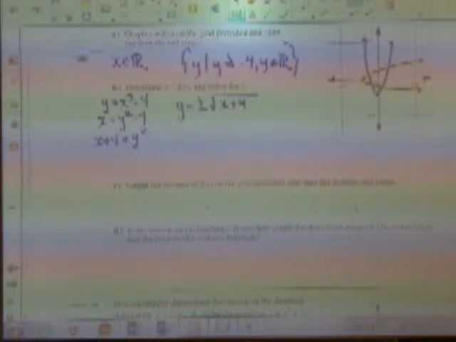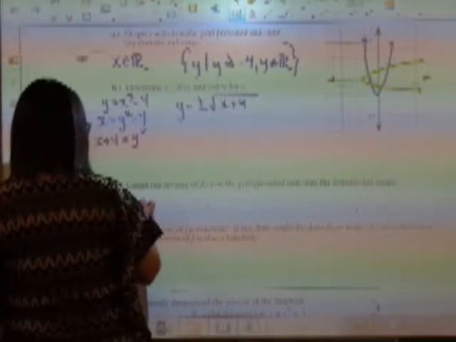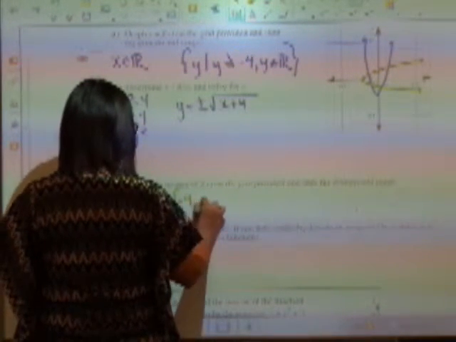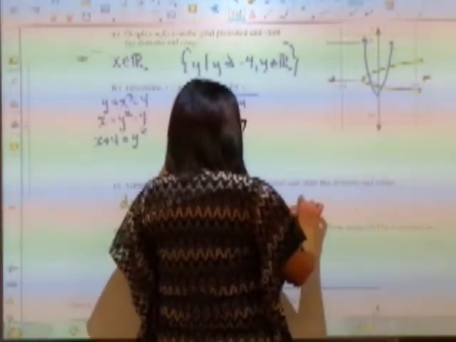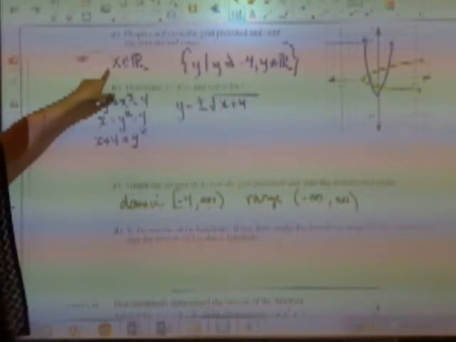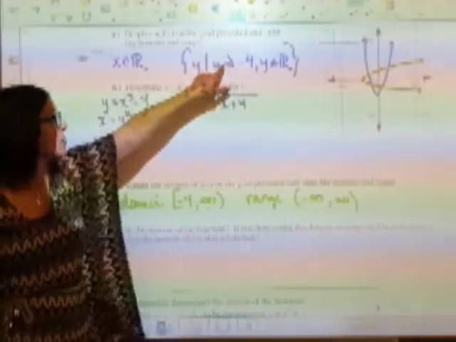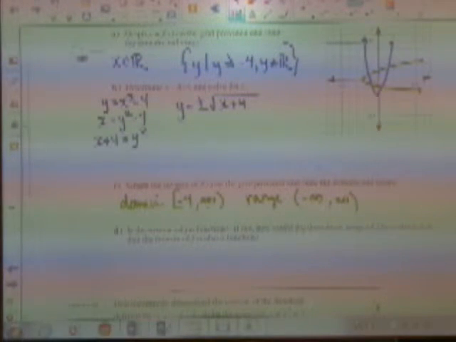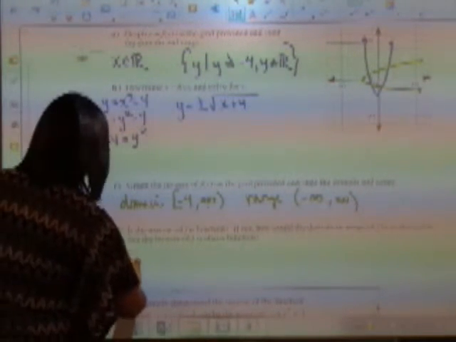So if I go to state the domain and the range of the inverse, what's the domain of this inverse? What are my possible x values? -4 to infinity. And what's the range? -infinity to infinity. And does that follow the rule that we did in A? The domain became the range, and the range became the domain. Is the inverse a function? No. So the inverse is not a function.